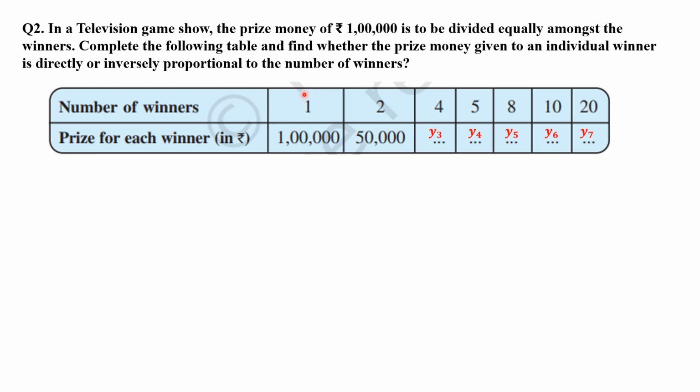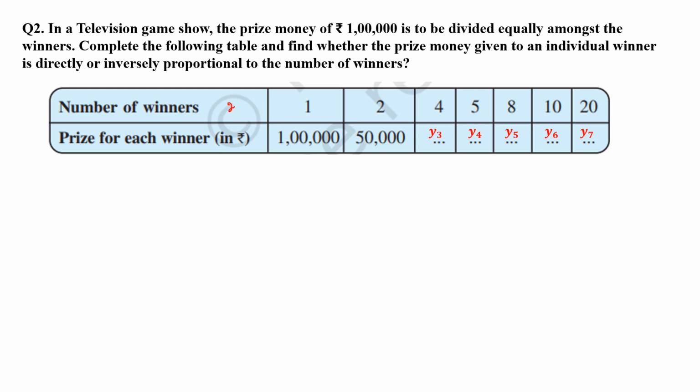So if the number of winner is 1, the one person will get the complete amount, which is 1 lakh. If number of winner is 2, each person will get 50,000, isn't it? So if number of winners will be more, 4, 5, 8 and so on, obviously the prize money received by each person will be less because you have to divide the prize money equally. So here you can see as the number of winner is increasing, the prize money received by each winner is decreasing, isn't it? So it is a case of inverse proportion.